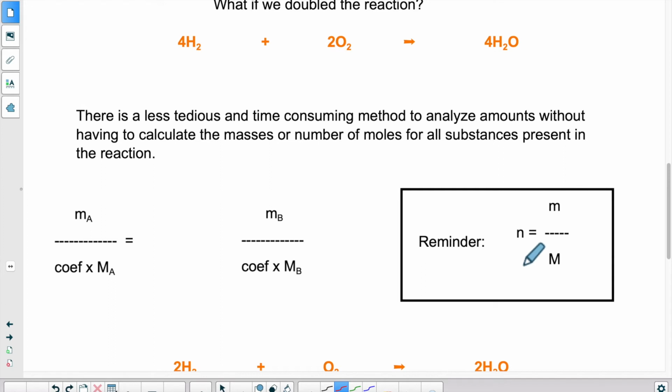So don't forget, just as an aside, small m, the mass of the sample versus its molar mass, that ratio gives me its number of moles. So in other words, I could say this here could be replaced by the number of moles of substance B. It's equivalent, okay? That might be useful down the road.